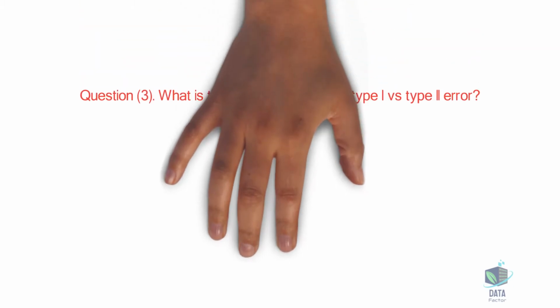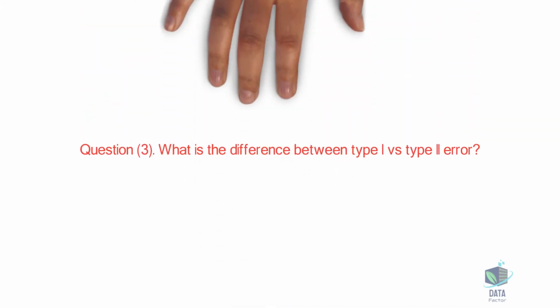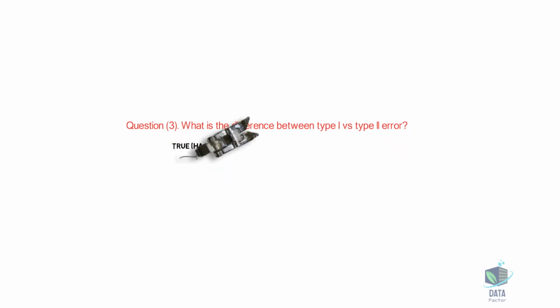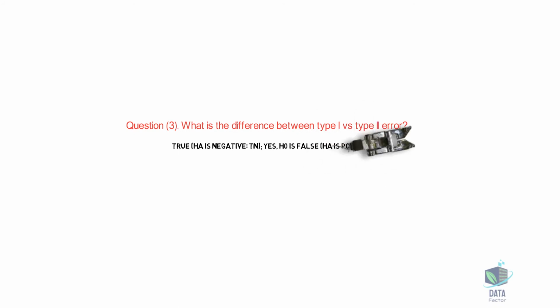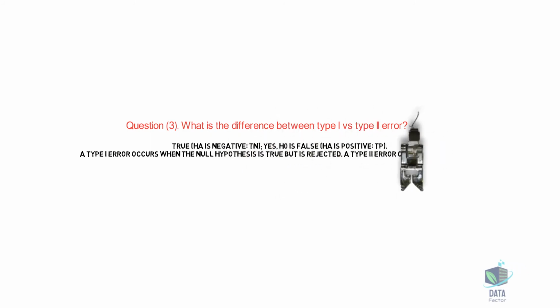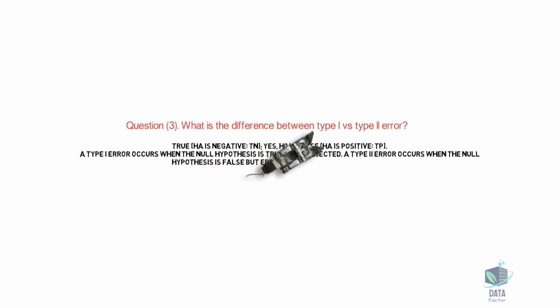Question 3. What is the difference between type 1 versus type 2 error? Answer: Is Ha true? No, H0 is true, Ha is negative, TN. Yes, H0 is false, Ha is positive, TP. A type 1 error occurs when the null hypothesis is true but is rejected. A type 2 error occurs when the null hypothesis is false but erroneously fails to be rejected.